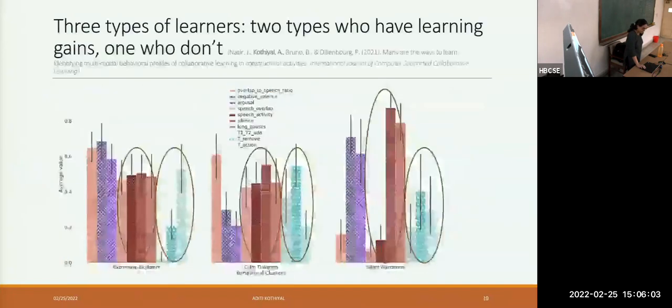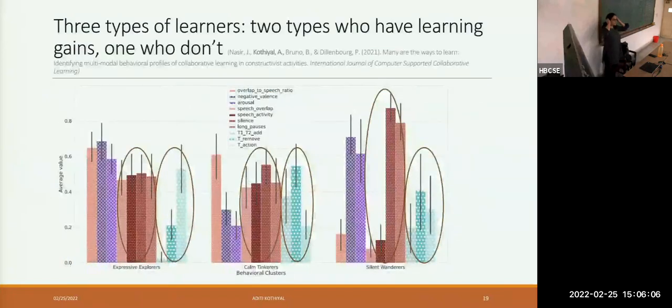So now we have these profiles of learners. We have two kinds of learners: expressive explorers and calm tinkerers.